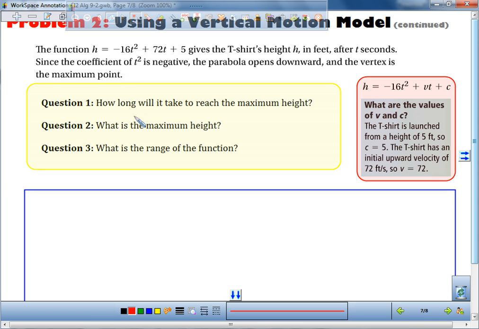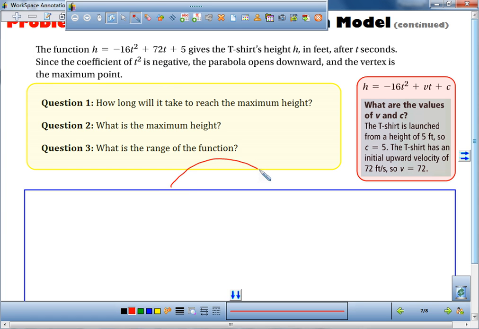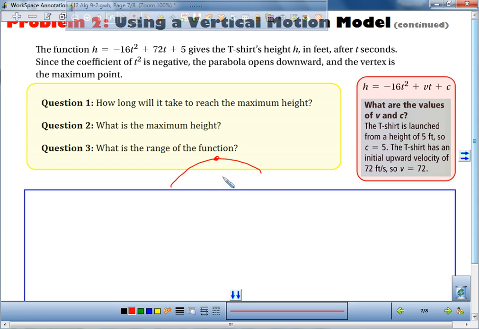Okay, so now we have to answer question 1. How long does it take to reach the maximum height? That's a time. Well, if we think about the T-shirt flying through the air, the maximum height is right here. That's called the vertex. So to find the vertex, we can use negative b over 2a. We're actually going to find the time first. So the time will be negative b over 2a.